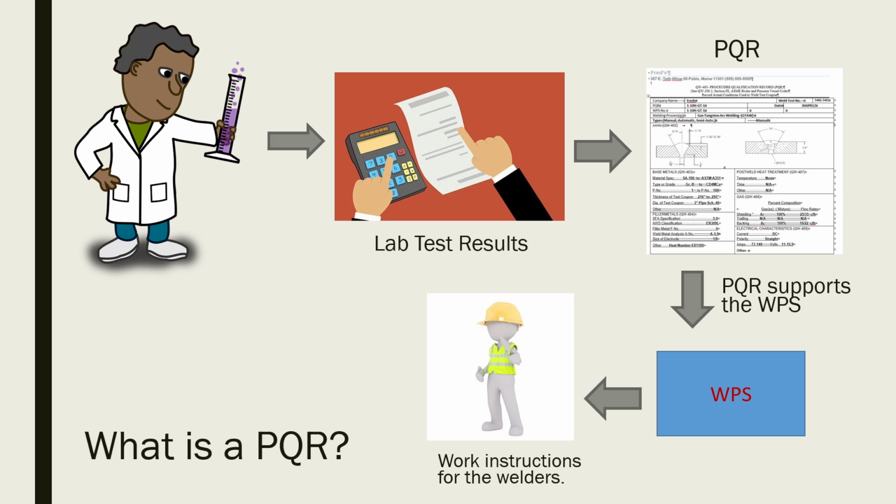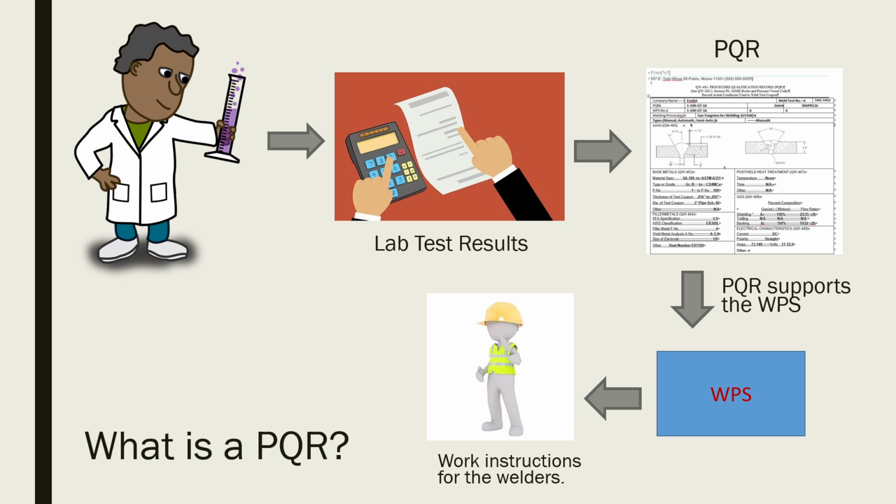What is a PQR? Okay, a PQR is a procedure qualification record. It's actually a document for a science experiment that we're going to do, except instead of doing it with, our guy up here, he's got a beaker or an Erlenmeyer flask or whatever that thing is, full of purple juice. We're going to use welding.